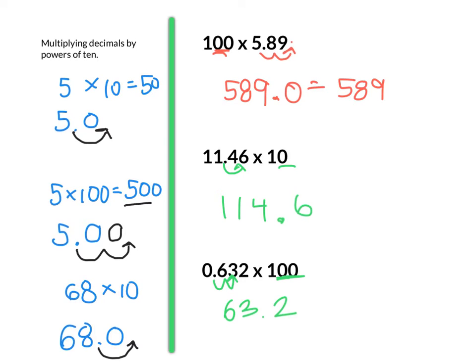This is the pattern that you follow whenever you're multiplying by a power of 10. The decimal just moves over the number of zeros that are in the power of 10. So for 100, you move 2 spots. 1,000, you move 3 spots. 10,000, 4 spots, so on and so forth.